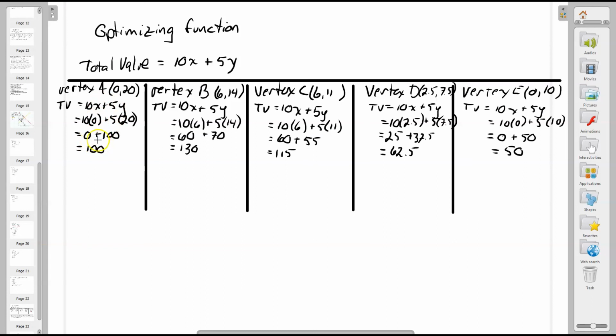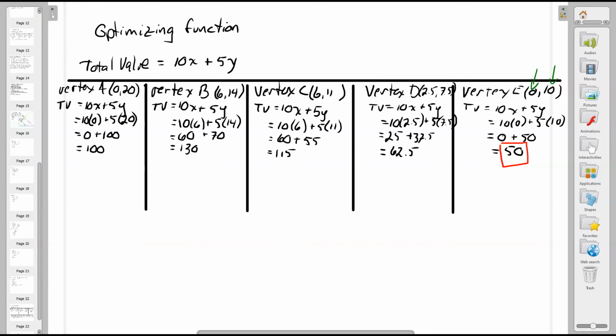We now have the total value at each of the vertices, and we can easily go through and evaluate which one gives us the smallest value, or the minimum value. We've got 100, 130, 115, 62.5, and 50. So clearly, 50 is the minimum value. We were also asked how many bears and how many dinosaurs does he have when he reaches that minimum value, and that information is right here. X is the number of bears, y is the number of dinosaurs.